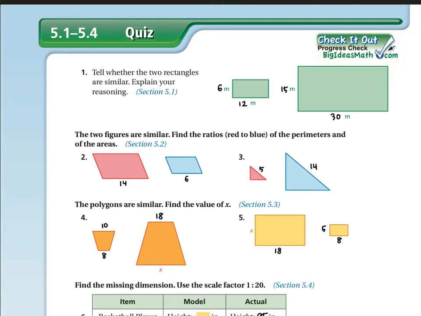We did not actually work on 5.3. I think it's simple enough for you to pick up because it's setting up an equation with proportion. So let's give it a try. If it's too hard for you guys, I'm not going to count it against you.